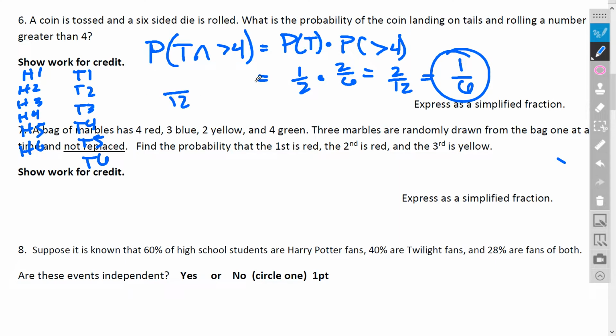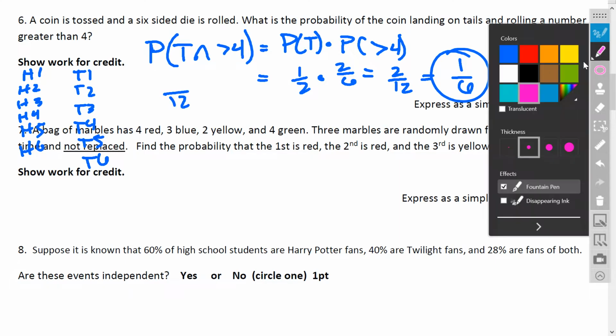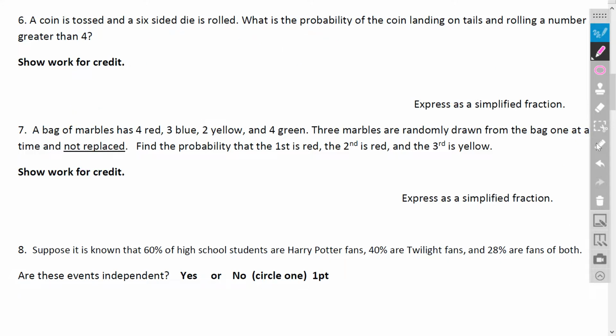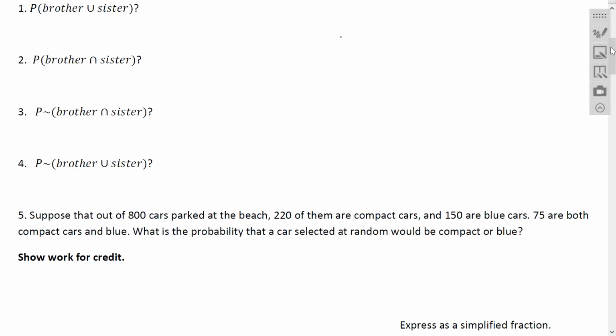Okay, so 12 total possibilities, and of those 12, tails and greater than 4, there's this one and this one, 2 out of 12, which is 1/6. So you can show the sample space to calculate what this is. Let's see.